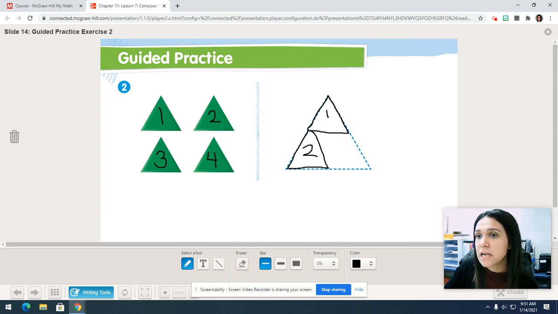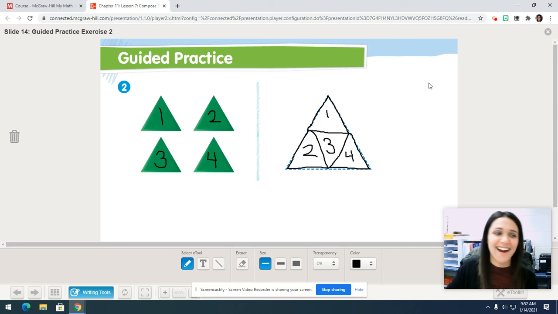Okay. Now we're going to just draw a line from that corner to the middle. What did we just make? Another triangle. Good. Write the number 3. How many triangles did we say that we had to use? 1, 2, 3, 4. We have 1, 2, 3, 4. One more. Go ahead and trace that last corner. 4. Well done, boys and girls.